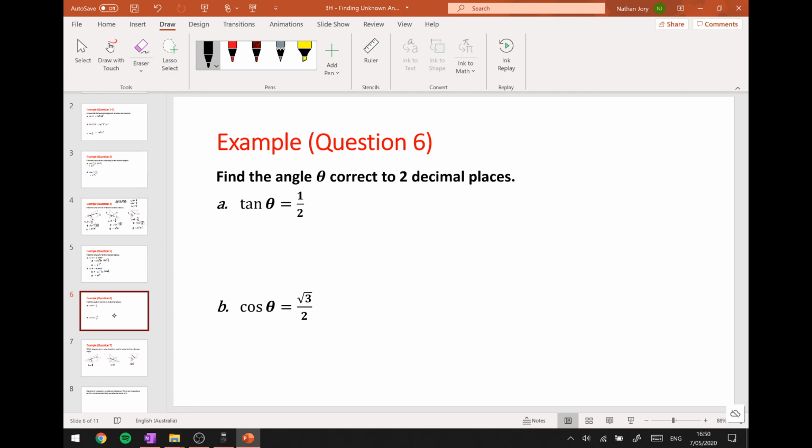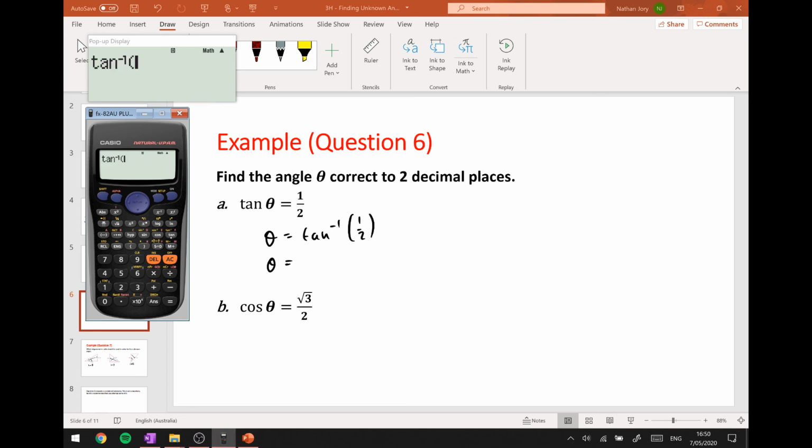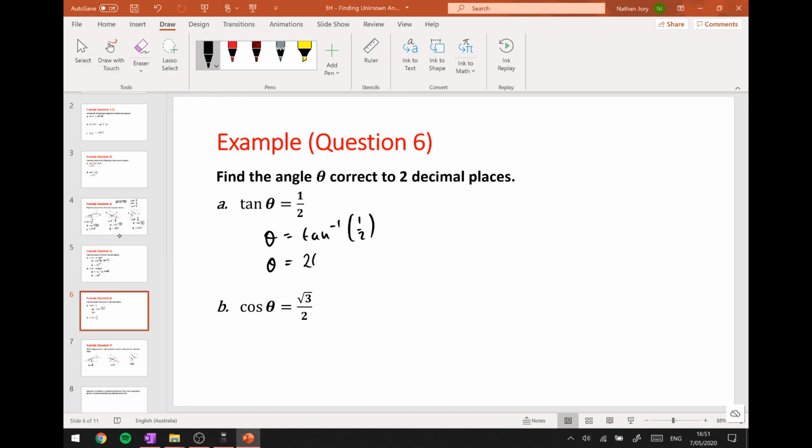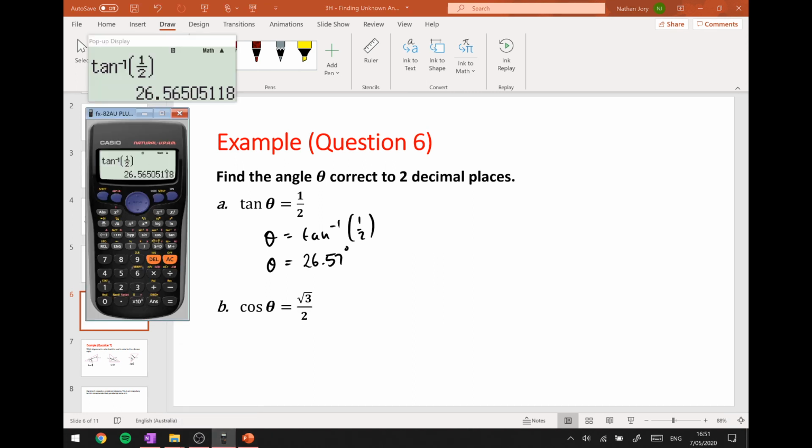Okay, question 6 is continuing on the same path, except this time we've got fractions. So theta is just equal to tan -1 of a half. So theta is equal to, same thing again, shift tan of 1/2 equals 26 degrees 33. Oh, it's asking us for 2 decimal places in this case. So this one's going to be 26.57 degrees. Even though it's still a decimal, we're still trying to find an angle. So when it's asking for decimal places, you leave it like this, but your unit is still the degrees.